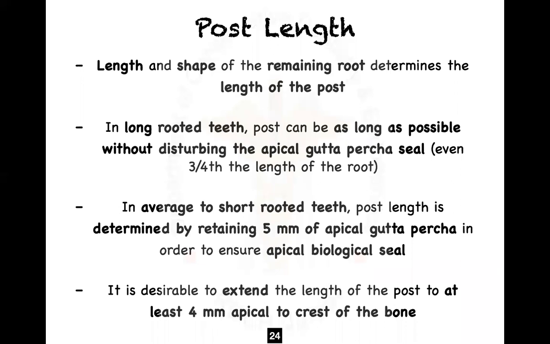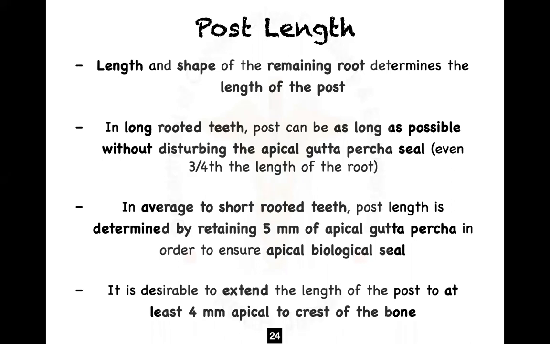Why do we need to have this apical gutta percha seal? Because a lot of lateral and accessory canals are there. If you disturb this seal, you will actually ruin the root canal treatment that you've given to the patient. You will open up these lateral canals, accessory canals, and bacteria will start harboring again. In average to short rooted teeth, post length is determined by retaining 5 mm of apical gutta percha in order to ensure apical biological seal.